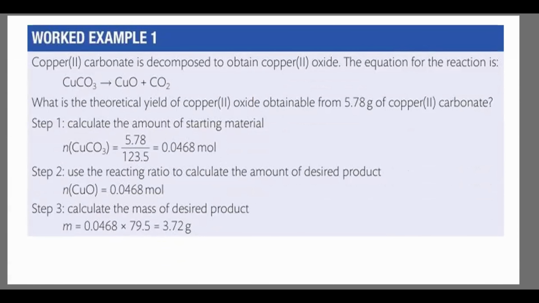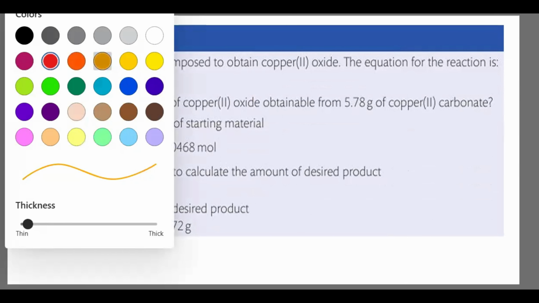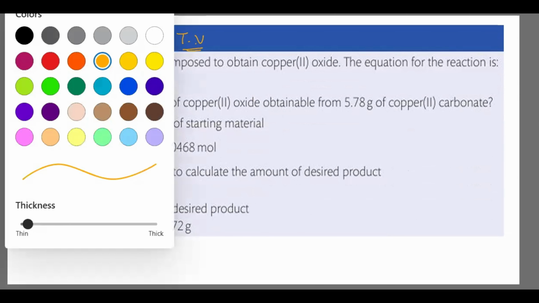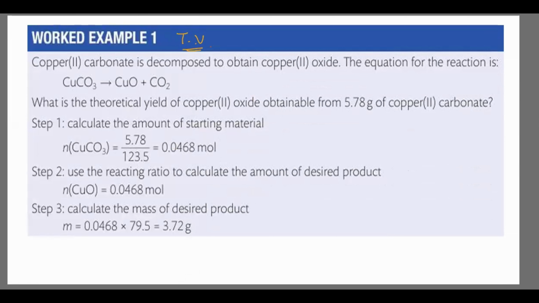In the first two worked examples, we are just trying to calculate the theoretical value. We did the theoretical value in the last class on Wednesday. So let's do a little review or recap of how to calculate the theoretical value, that means how to calculate on paper. The question says that copper(II) carbonate, its formula is CuCO3, is decomposed on heating.